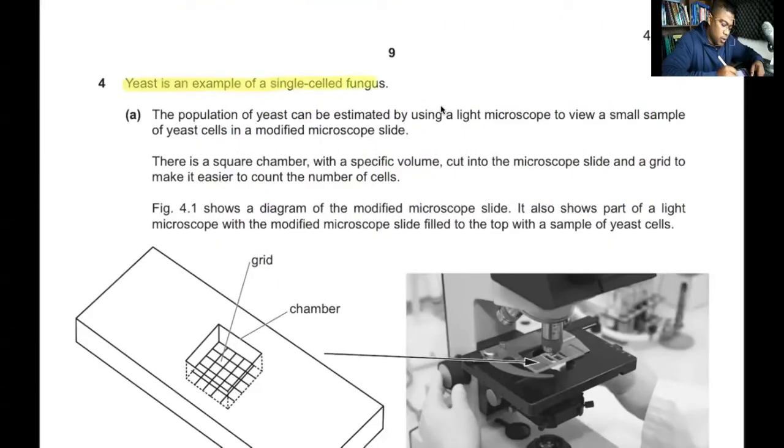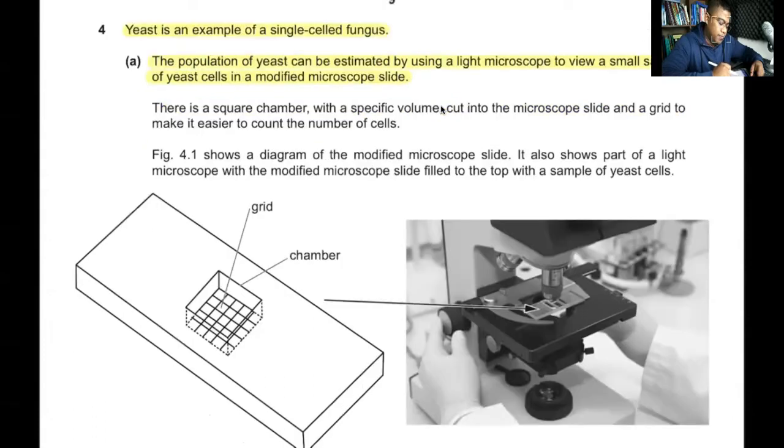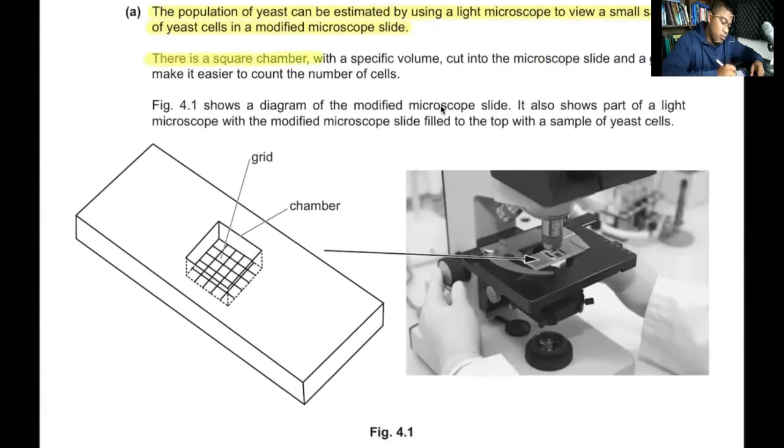Yeast is an example of a single cell fungus. The population of yeast can be estimated by using a light microscope to view a small sample of yeast cell in a modified microscope slide. There is a square chamber which is specific volume cut into the microscope slide and a grid to make it easier to count the number of cells. Figure 4.1 shows the diagram of modified microscope slide. It also shows part of a light microscope with the modified microscope slide filled to the top with a sample of yeast cell.